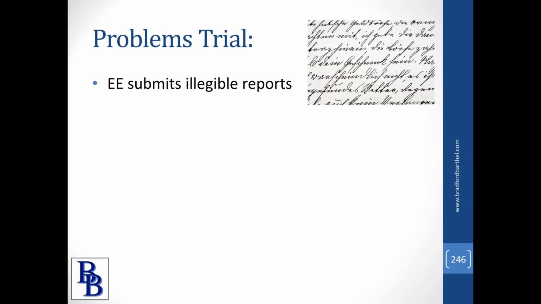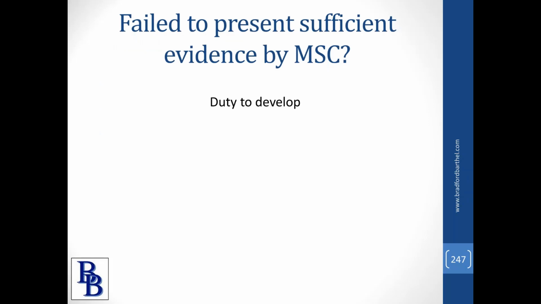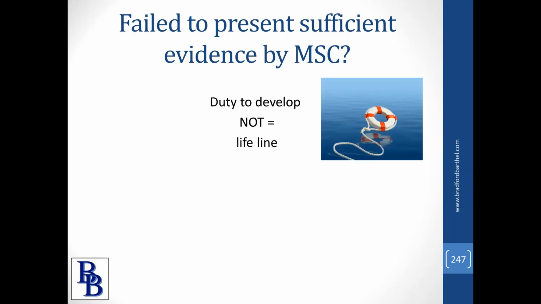We're going to talk today about getting evidence in or keeping evidence out of trial time. And there's a lot of potential problems in terms of doing exactly that. Let's say the applicant submits illegible reports, or the employer's reports are found to be insubstantial, and as a result, the judge doesn't have enough evidence to make a ruling at all. At that point, there's an option: develop the record, or cut off the record and find against the parties. If there was a failure to present sufficient evidence by MSD, the judge has a duty to develop records. It's not a lifeline.